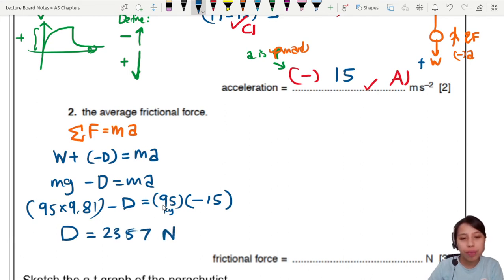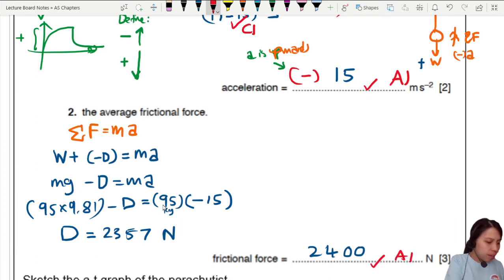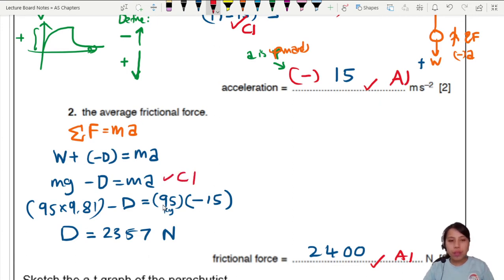2357 Newton. I can choose to round it to 2 SF, and that will give me about 2400 Newton, which is also okay if you write it in 2 SF. So this is the final answer. Where do the other marks come from though? The first one comes from you writing out Newton's second law equation. What minus what equals to what? Add up all the forces. And if you actually substitute the correct values, that's one more mark.